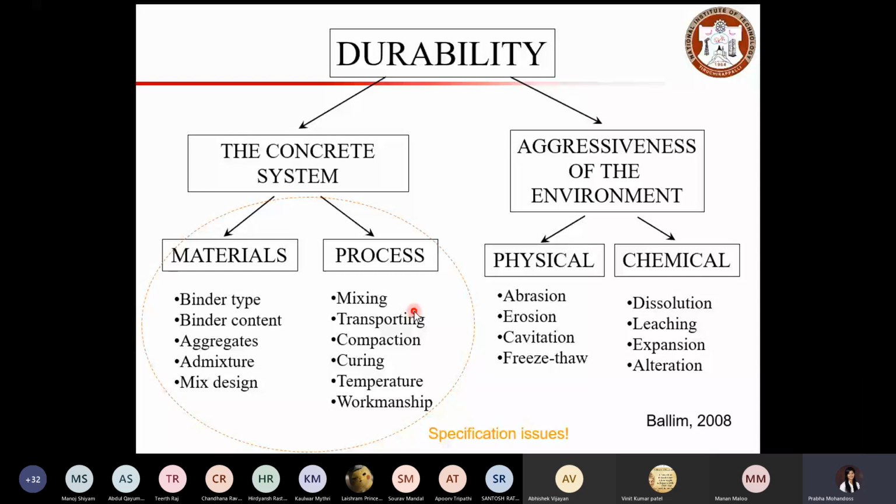While transporting, you should ensure that the way you transport does not create bleeding or segregation, and it should not allow any water loss by evaporation. So all things should be considered. And the compaction, how you are going to compact your concrete: under-compaction, under-vibration or over-vibration will affect your strength and durability performance.